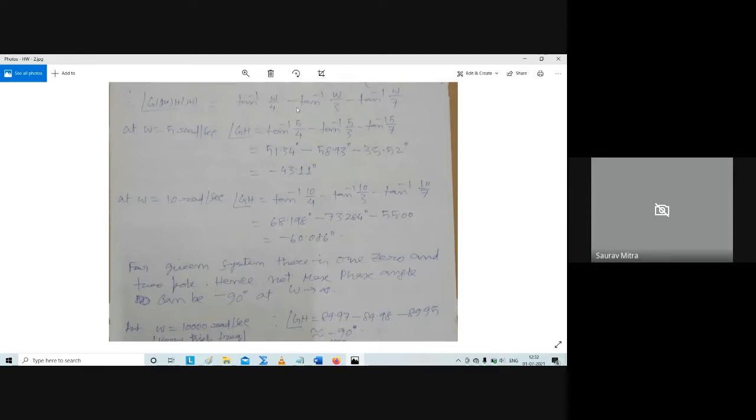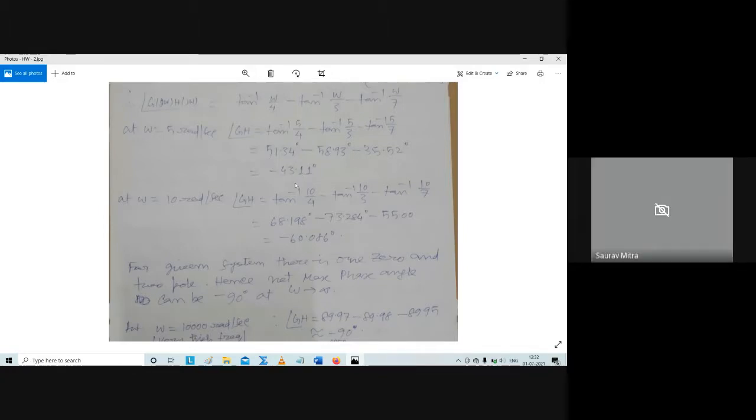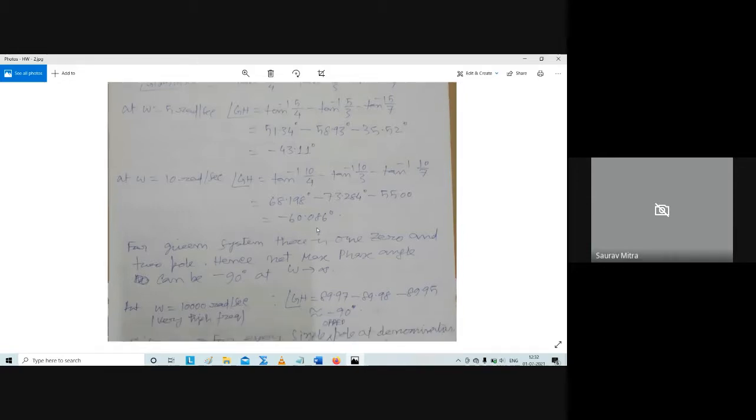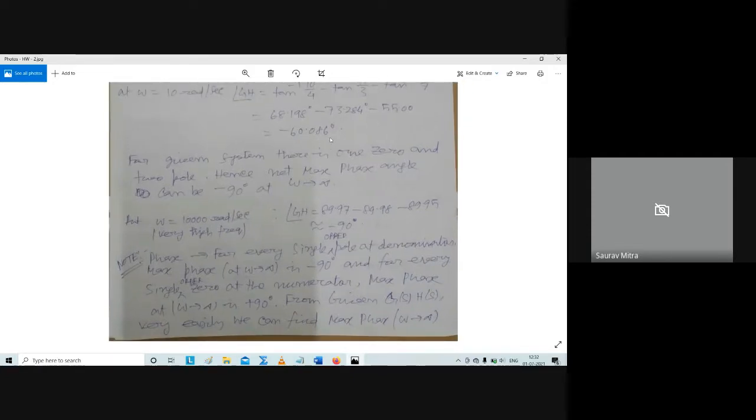So if we substitute omega equal to 5 in all these three terms, you are going to get the angle 51.34 for 5 by 4, and for tan inverse 5 by 3 the angle will be minus 58.73, and for minus tan inverse omega by 7 it will be minus 35.52. So the angle you get at 5 radian per second is minus 43.11 degree. The same system with omega equal to 10 radian per second is going to give you minus 60.086. This is something we want to find out in case of Bode plots. So for different frequencies, you have to plot different phases.